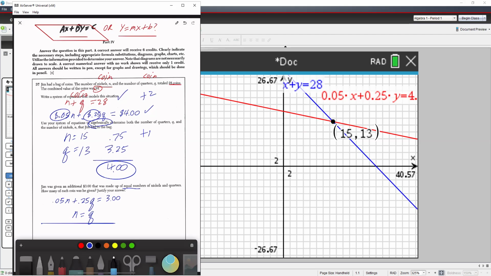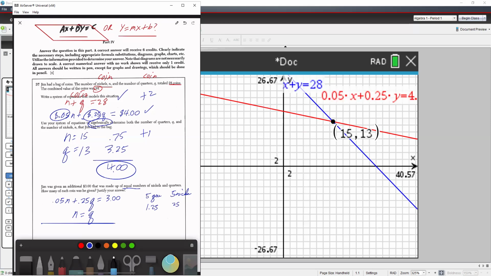Now, here's another way that you could do it. You could just start using some numbers. It didn't say you had to do it algebraically. So let's say I had 5 quarters and I had 5 nickels. How much money would that be? So that would be $1.25, and that would be 25 cents. That's not enough money. That's only $1.50. So we got to jump it up.